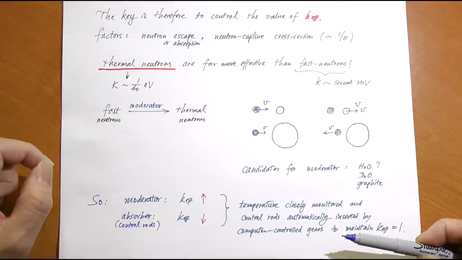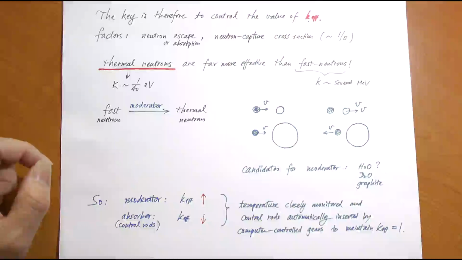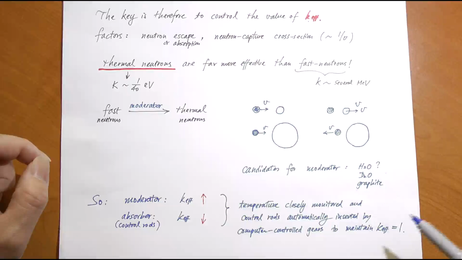The control rods will absorb some of these neutrons. That will decrease the reaction rate, and K will go down. So the control rods are controlled automatically by the computer, which monitors the temperature, and that's how we maintain K effective.